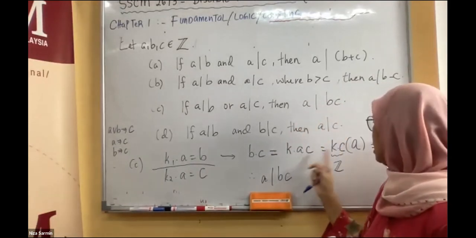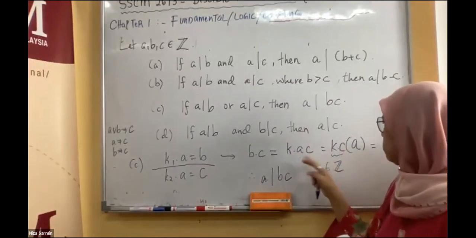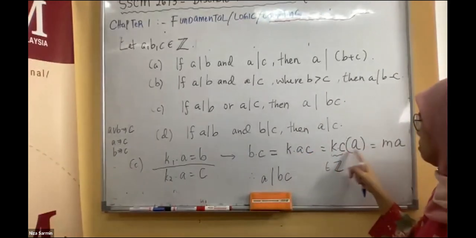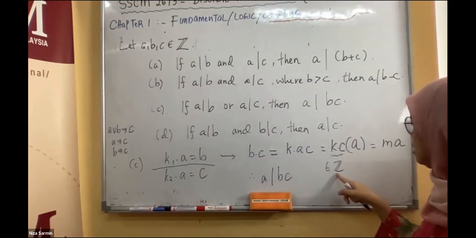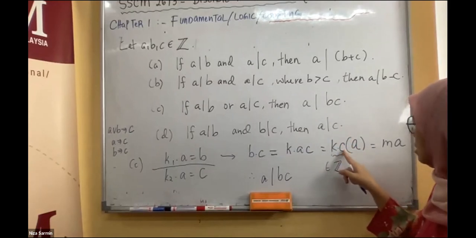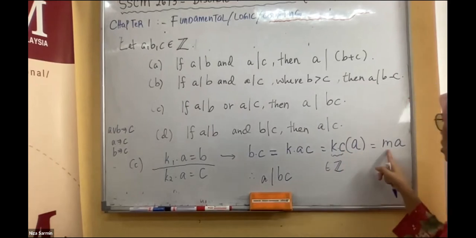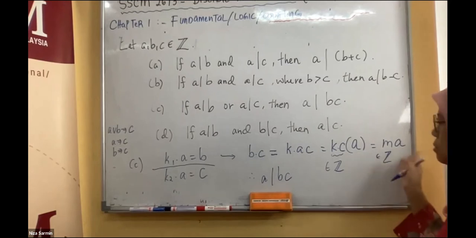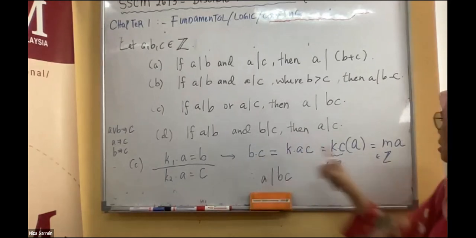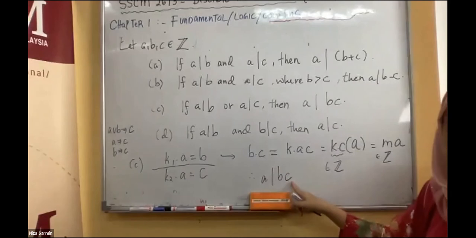So you can put C on the right, C here, but I want to see A times something. So that is why I move C to the left, okay, multiply by A. And this is what I want to be an integer. K is integer, C is integer, so this is integer, call it M. So M is integer times A, meaning A divides BC.